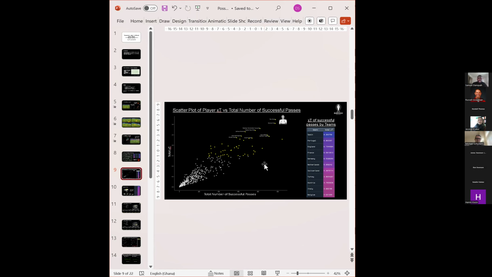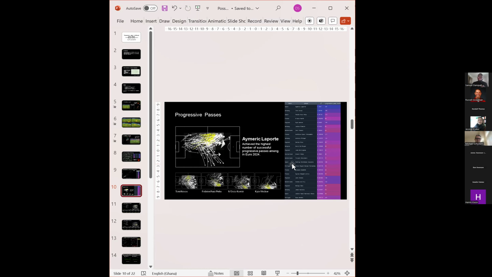And it's not surprising to see that he has two players on there who have actually worked with him, and they have high expected threats. And they are both defenders as well. So it took me to even proceed further to understand why Laporta was actually on top in terms of progressive passes as well, not just being successful with all those successful passes, he was also successful with progressive passes.